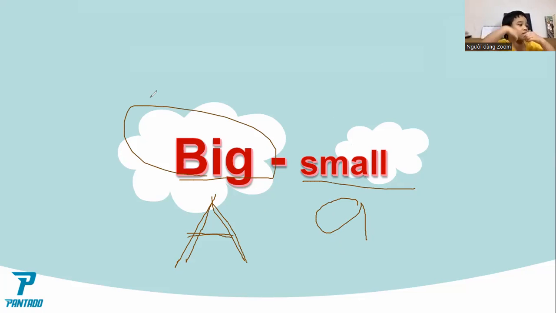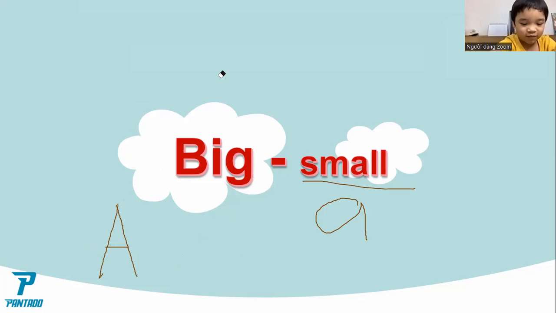What is big letter A? Okay, very good, because you have your board. A. Yes. And small A. Then for the small A, we write like this, small A. Okay, are you now done, Seiko? Okay, take your time, Seiko.